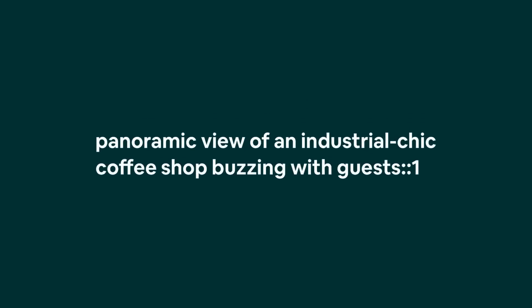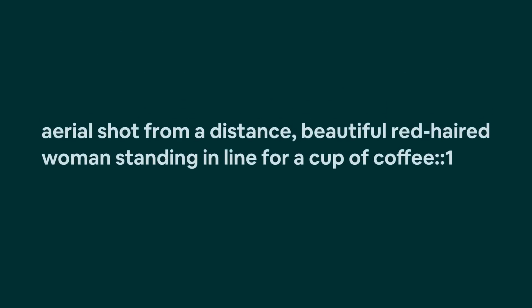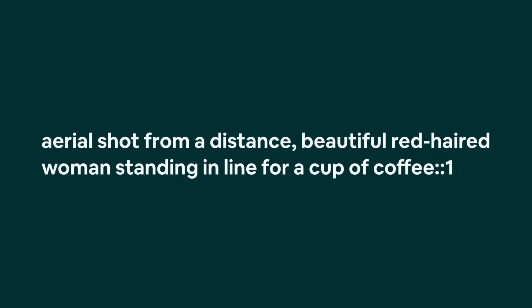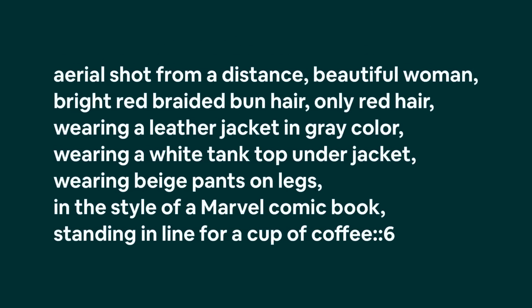Imagine, starting with our image prompt, followed by our first text prompt segment, panoramic view of an industrial chic coffee shop buzzing with guests with a weight of 1. Then our second segment, aerial shot of the inside of a hipster coffee shop with many customers, again with a weight of 1. Our third segment, but this time only with a weight of 1 instead of 2, aerial shot from a distance, beautiful red-haired woman standing in line for a cup of coffee. And finally, our original Carla prompt from part 1 and 2 of the series, extended by the activity, standing in line for a cup of coffee.